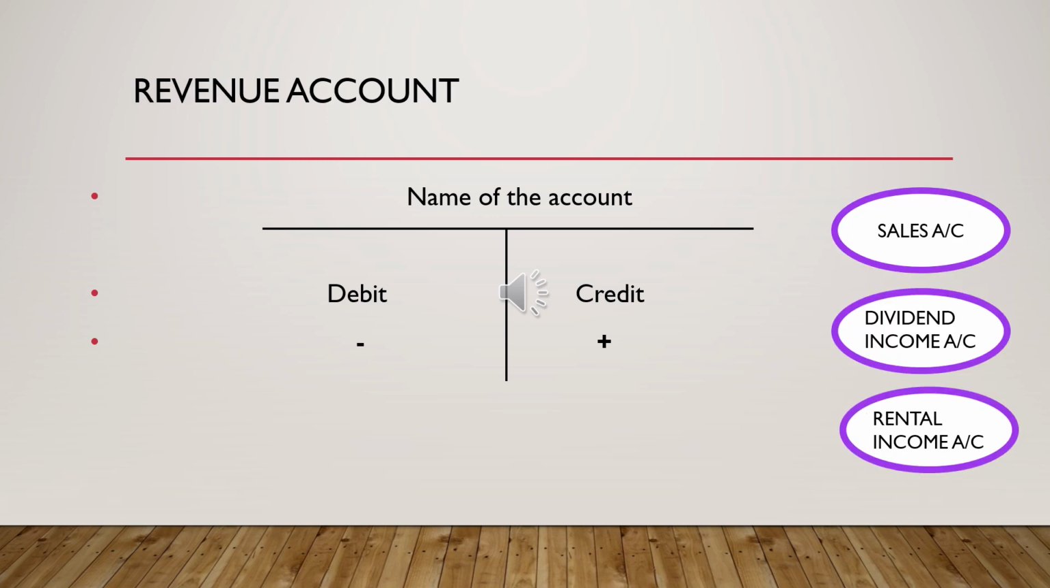Okay, for the revenue accounts, examples of revenue are sales account, dividend income, and rental income. For the revenue accounts, an increase in the revenue needs to be recorded at the credit side. Meanwhile, the decrease in the revenue needs to be recorded at the debit side.